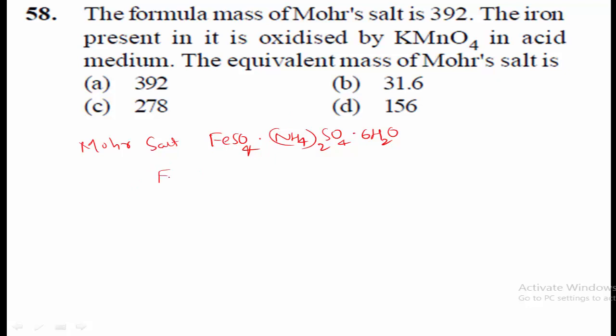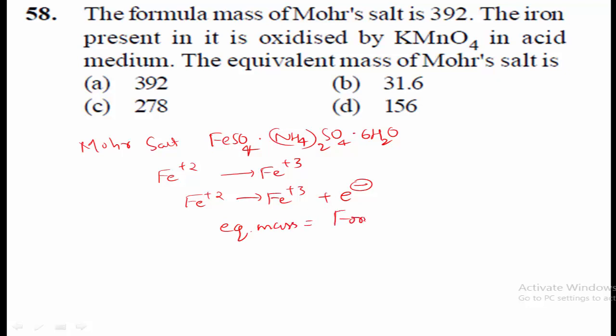Now Fe+2 present in it is oxidized to Fe+3. So when Fe+2 oxidizes to Fe+3, it loses 1 electron. Therefore, equivalent mass is equal to formula mass divided by the electrons lost or gained during the reaction. That is nothing but 1 here. Only 1 electron has been lost. Therefore, formula mass 392 divided by 1 gives 392. So the answer is option A.